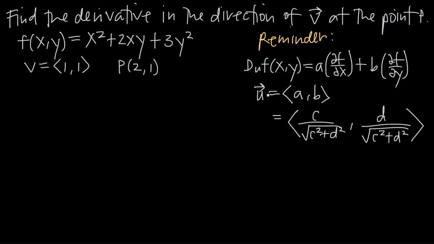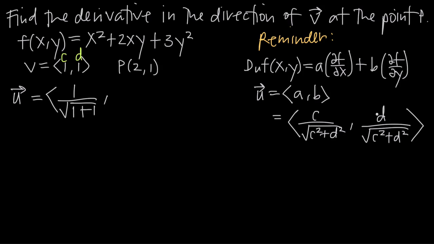So let's start by finding our unit vector, and in order to find the unit vector, we're going to use this formula right here. In our case, we have the vector v, 1 and 1. C and D come from that vector v, so these are the values of C and D. They're both 1. If we plug those into these formulas, the unit vector u is going to be equal to c, which is 1, divided by the square root of c squared, which is 1 squared, which is just 1, plus d squared, where d is 1, 1 squared is still 1, so 1 plus 1.